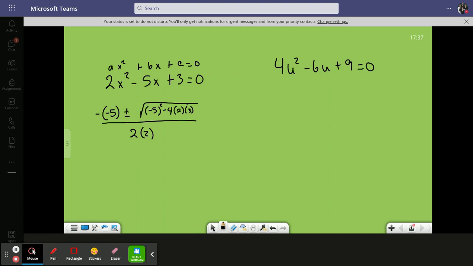Negative 5 gives me a 5. Plus or minus, I have 25 minus 24, which gives me the square root of 1, over 4. The square root of 1 is equal to 1, so I have 5 plus 1 over 4, or 5 minus 1 over 4. So that gives me 6 over 4, which is 3 over 2, and 4 over 4, which is 1.